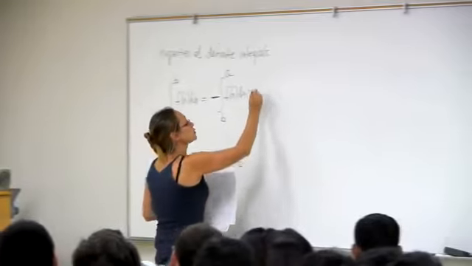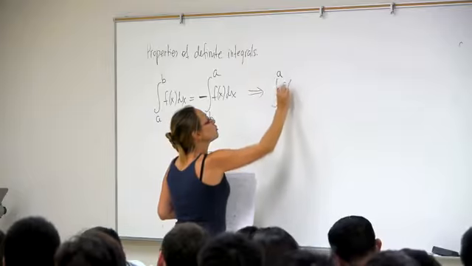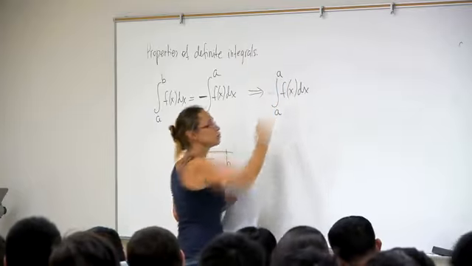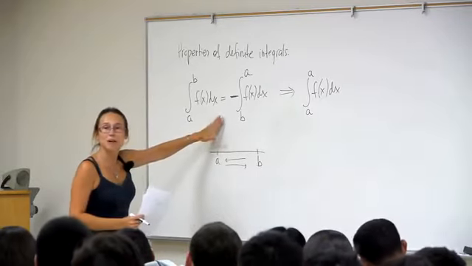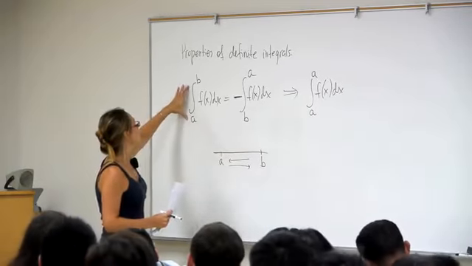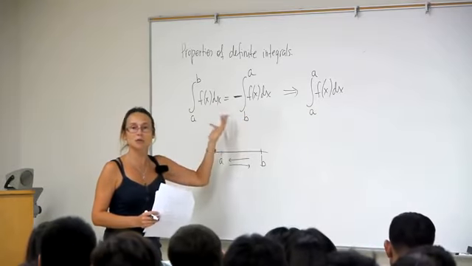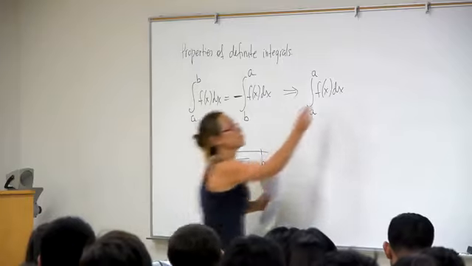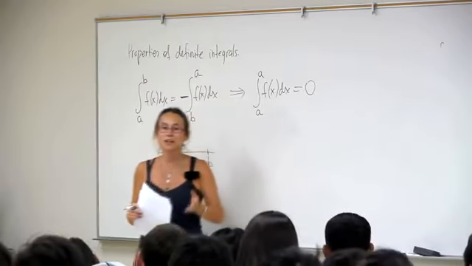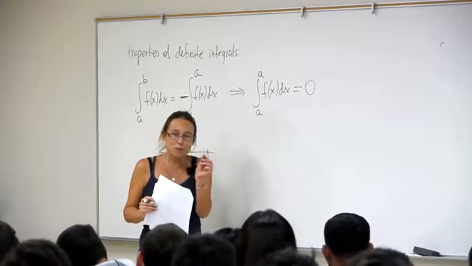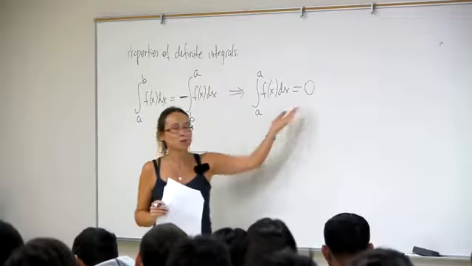Something that immediately follows from this is the following. The integral of f of x dx from a to a. What's that equal to? 0. Two reasons for this. The first reason comes from this formula. If I take them both to be a, then this is equal to minus the same thing. So this can only be 0. The other reason is that we're considering the area under a curve of an infinitely thin base. So it has to be 0, right?